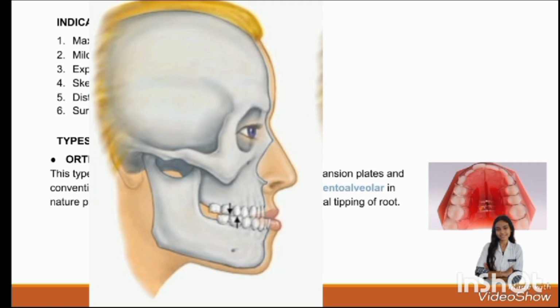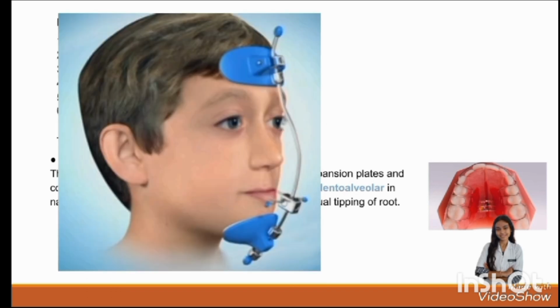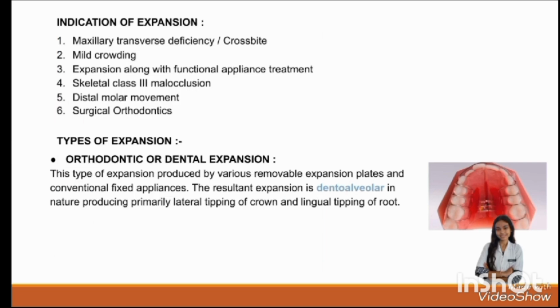Skeletal class 3 malocclusion. Maxillary protraction using reverse pull headgear or face mask can be used for management of skeletal class 3 malocclusion in growing patients. Rapid maxillary expansion along with the reverse pull headgear helps to loosen maxillary sutural attachments so as to facilitate protraction.